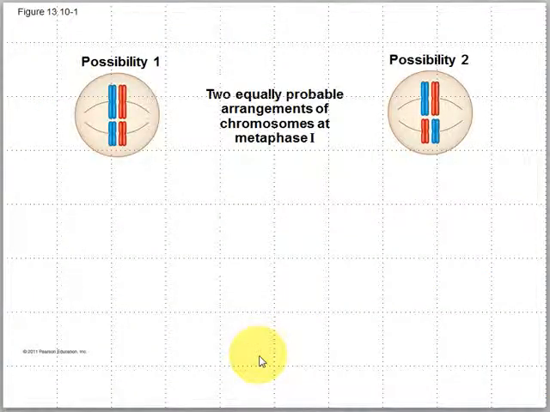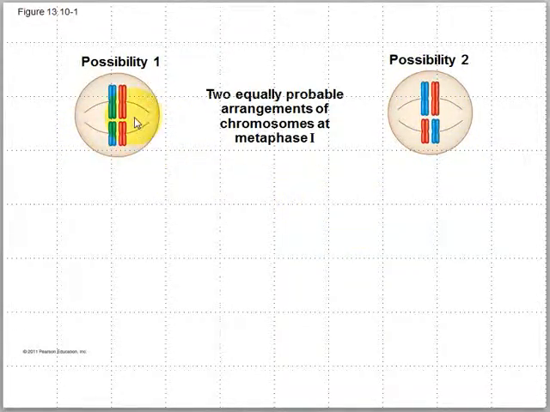Here's a diagram that talks about that independent assortment. So in this cell, we have only 2 sets of chromosomes, a very small number as opposed to the 23 pairs that we have. We have 2 pairs here. And again, the chromosomes have duplicated because they've already gone through the S phase. So here are the homologous pairs, one from dad, one from mom. And then here's another homologous pair, one from dad, one from mom. Now they could line up this way, or the other possibility is they could line up this way. So you have 2 possibilities.